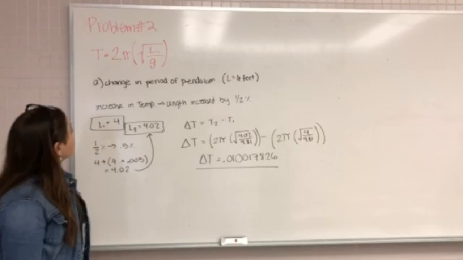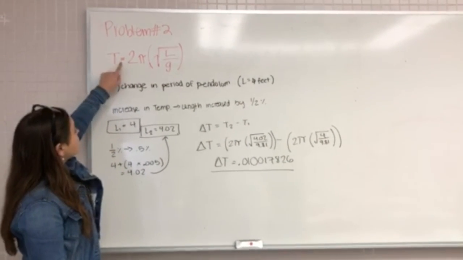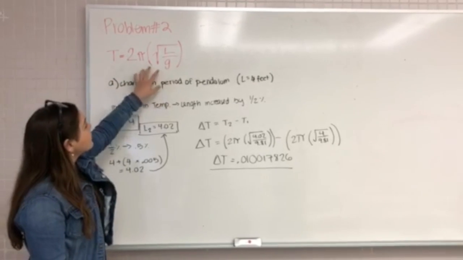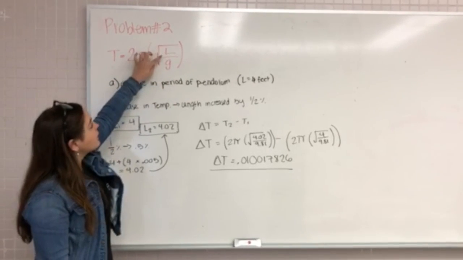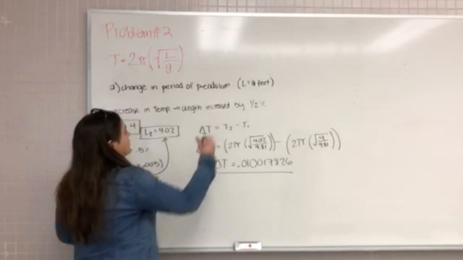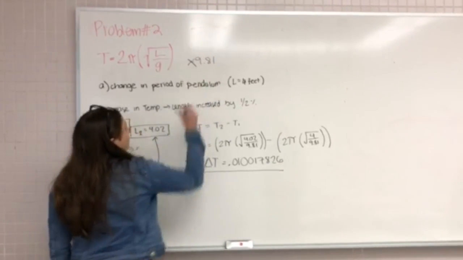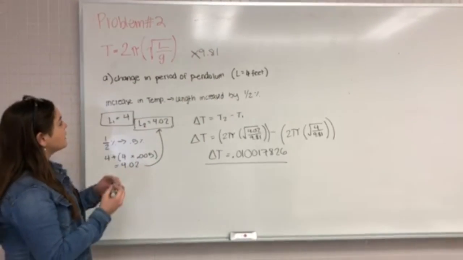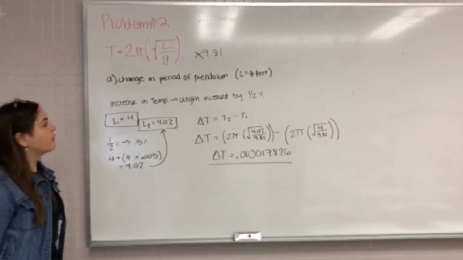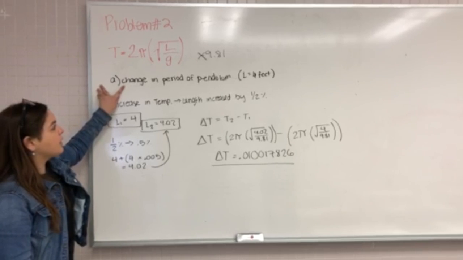So for problem number 2, we have this formula that is period T equal to 2 pi times the square root of length divided by gravity. So gravity, we know that is negative 9.81, but we're going to use it positive because it's in a square root. For part A, we are asked to find the change in period of the pendulum.